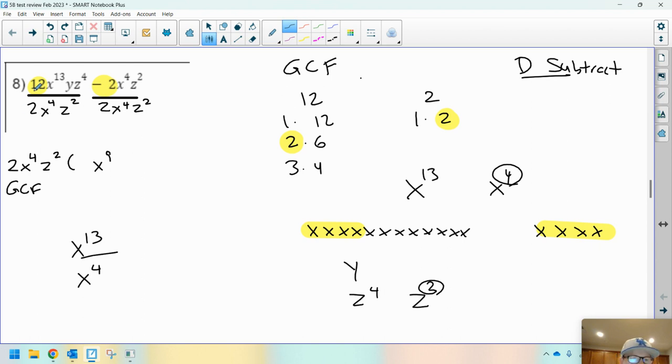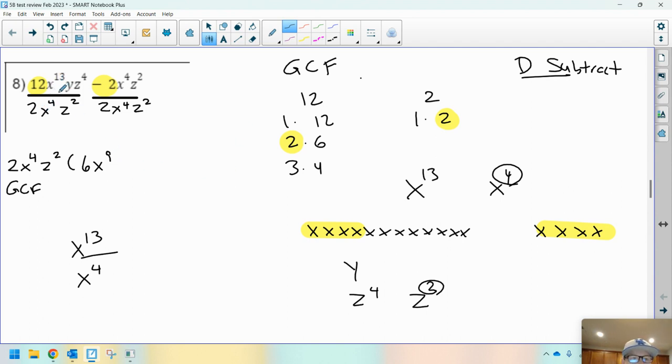I didn't do something before. The numbers I have to do first. 12 divided by 2 is 6. With the exponents, 13 minus 4, we are subtracting. With the 12 and the 2, we do not subtract 12 and 2. Those are real numbers. That's really 12 divided by 2. Treat real numbers like real numbers. 12 divided by 2 is 6.